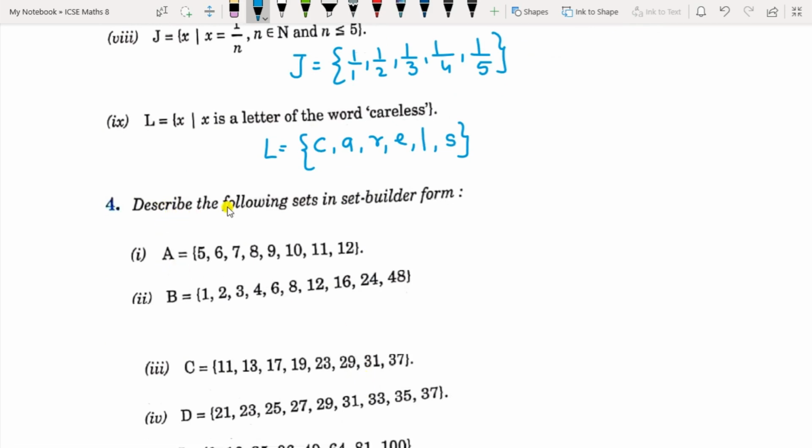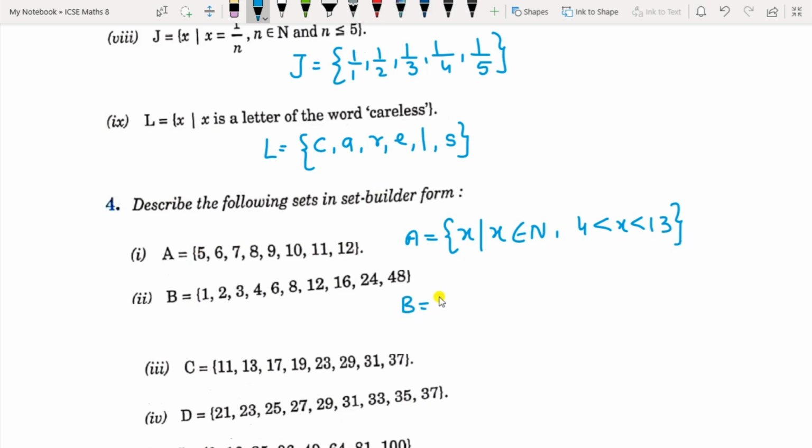Question number 4 is describe the following sets in the set builder form. So in the set builder form now, A is given as 5, 6, 7, 8, 9, 10, 11, 12. So you can see these are the natural numbers and these are up to 12. So you can write it in set builder form A equal to x such that x belongs to natural number and it is between 4 and 13. So these are the numbers between 4 and 13 and these are the natural numbers. So you have to write it in this way.